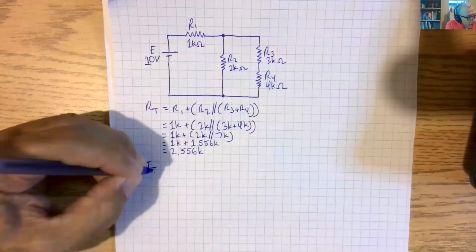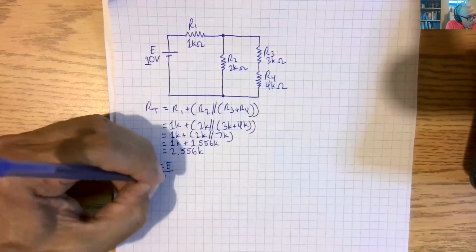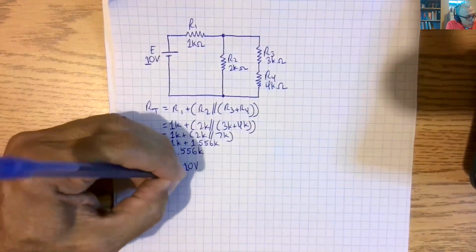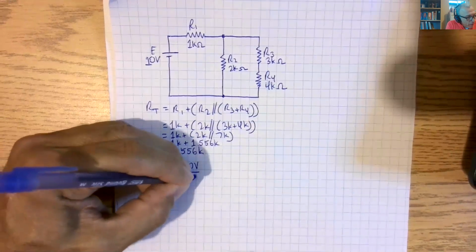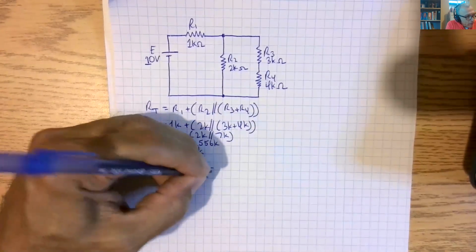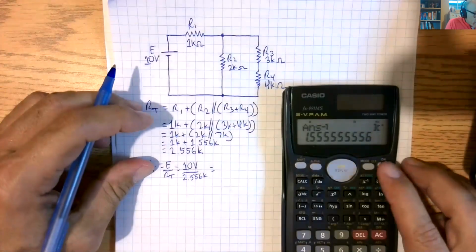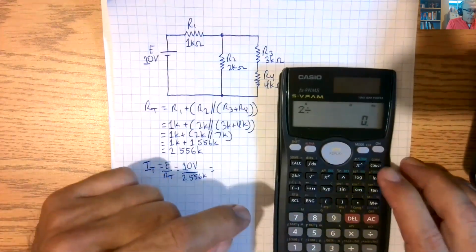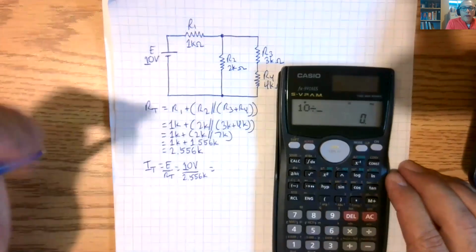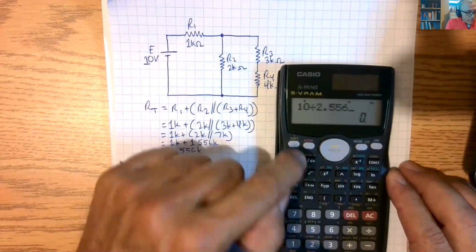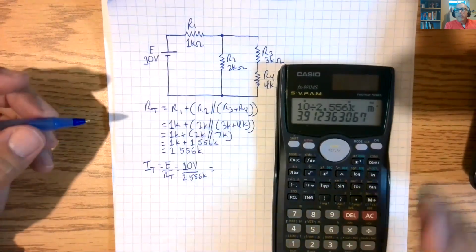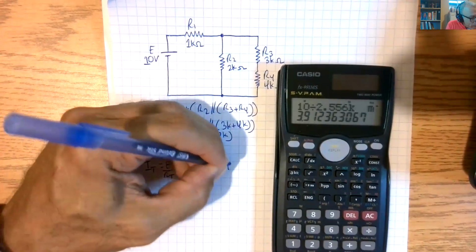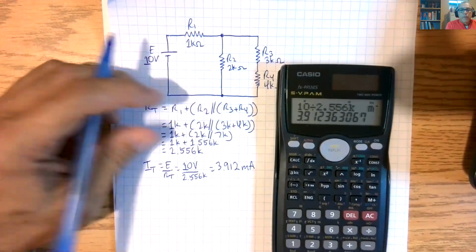Let's find IT. IT equals E over RT equals 10 volts over 2.556K, which is 10 divided by 2.556K, equals 3.912 milliamps.